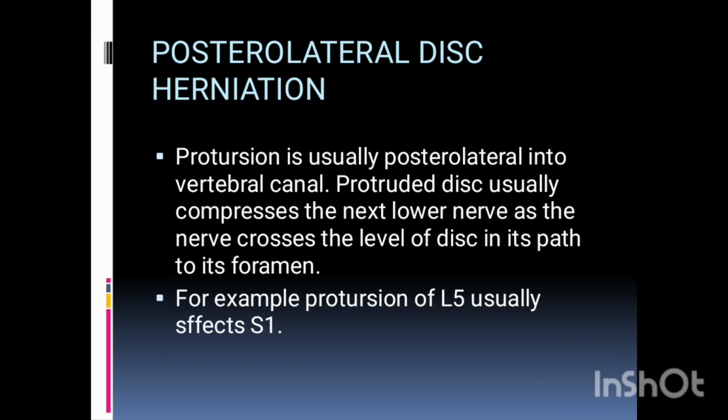Posterolateral disc herniation. Protrusion is usually posterolateral into the vertebral canal. Protruded disc usually compresses the next lower nerve as the nerve crosses the level of disc in its path to its foramen. For example, protrusion of L5 usually affects the S1.